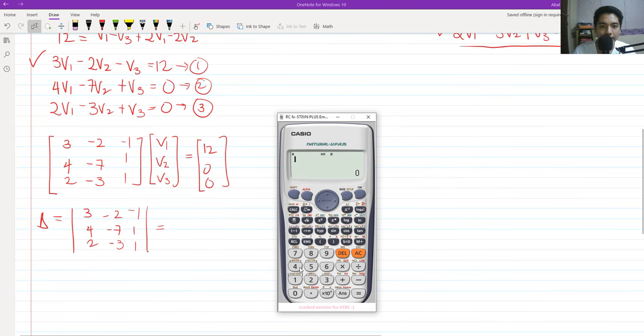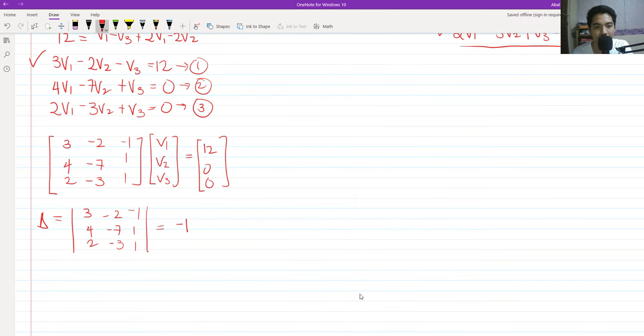So we have shift matrix, dimension, matrix A, and then 3 by 3. So we have 3, negative 2, negative 1, 4, negative 7, 1, 2, negative 3, and then 1. So AC, shift matrix 7, determinant, shift matrix of A. So the determinant of our matrix A would be negative 10.